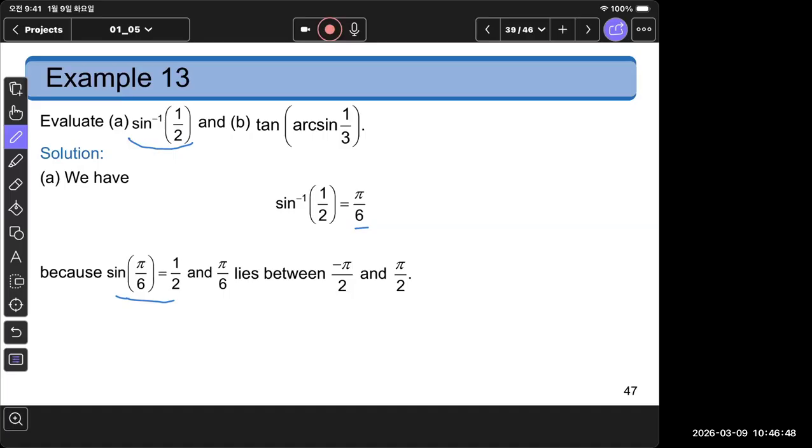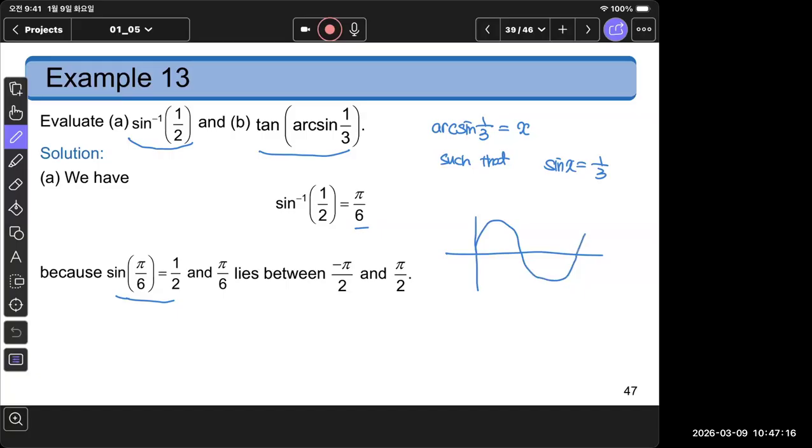So in case of B, arcsine of 1/3: when I say arcsine of 1/3, it will be a value x such that sine of x is 1/3. If you consider the graph of the sine function, there are many values whose y value is 1/3.